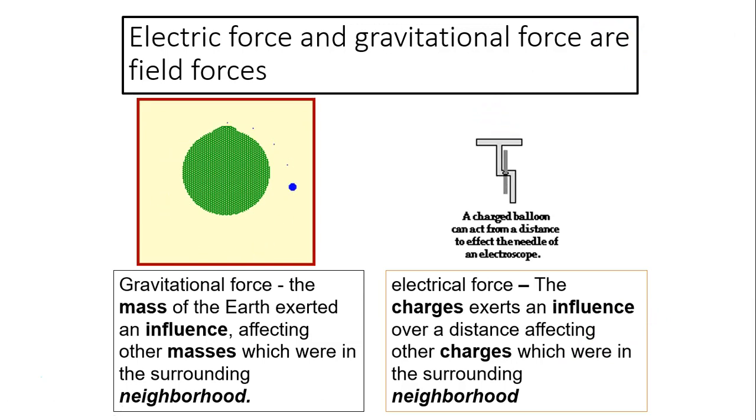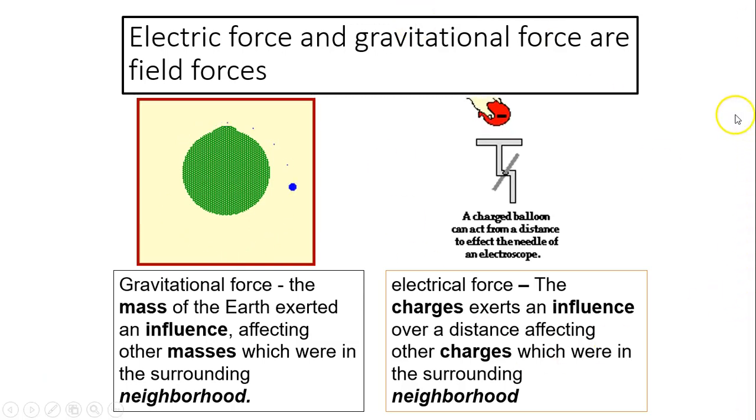Both forces are field forces. Field force means non-contact force. You don't have to touch in order to feel it. Gravitational force is created between any object that has mass. So the mass of the Earth exerts an influence affecting other masses in the surrounding neighborhood. So if you launch a satellite, the satellite will go around Earth because that satellite is in a gravitational field.